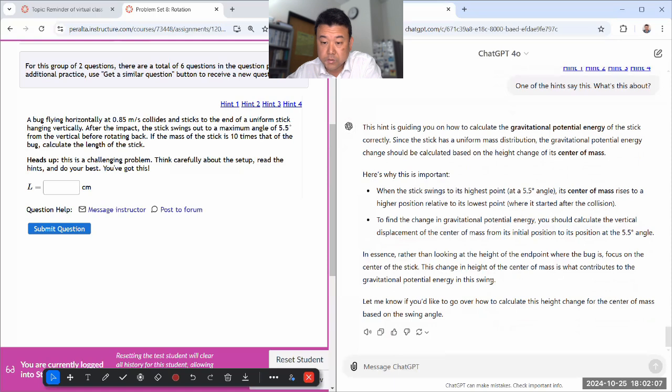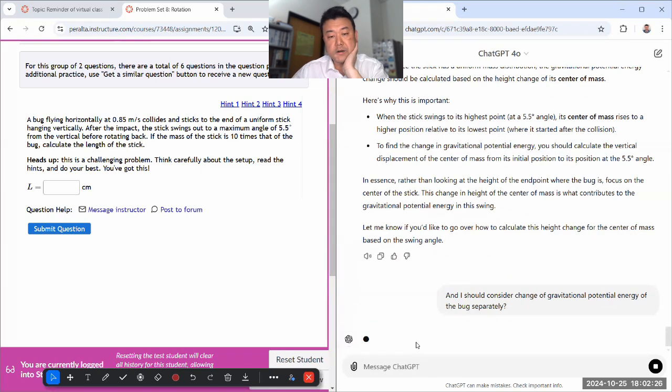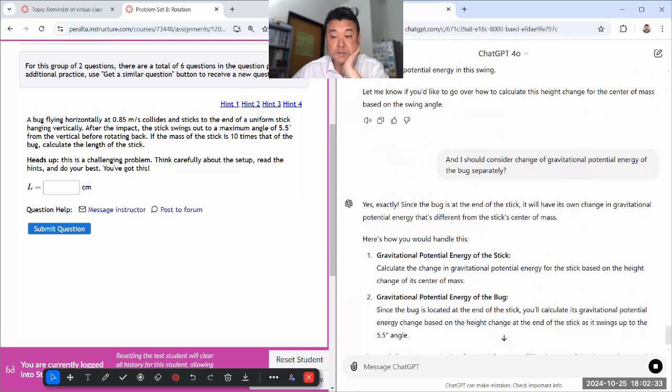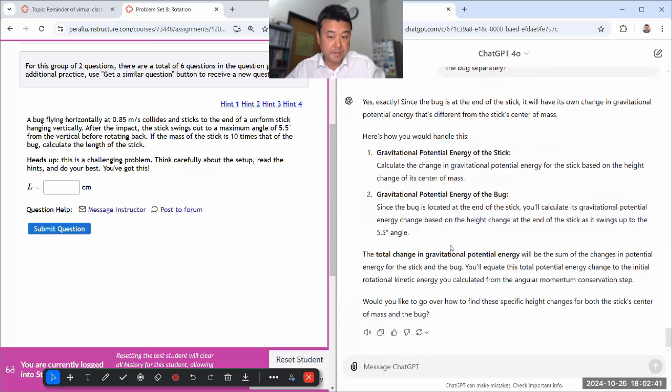So what contributes to that? I guess these are the questions to clarify. I should consider the change of gravitational potential energy of the bug separately. If you forget to do that, it could result in an error big enough to grade it as not correct. The bug is at the end of the stick, so it'll have its own change in height that's different from the change in height of the center of the stick. Good, I think that's enough.